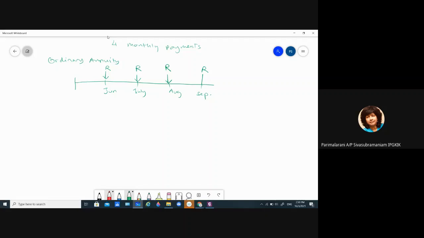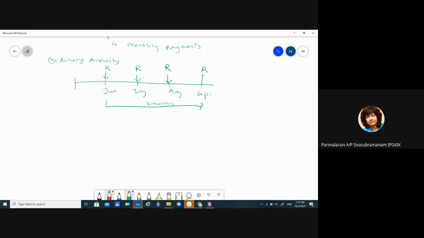So when you pay at the end of June, how long is this money in your account? If you pay your first payment end of June, how long will the money be in your account? You make 4 payments. End of September, you take out your money. So how long is the money in your account? 3 months. Anybody? 3 months, okay, correct, it's 3 months.